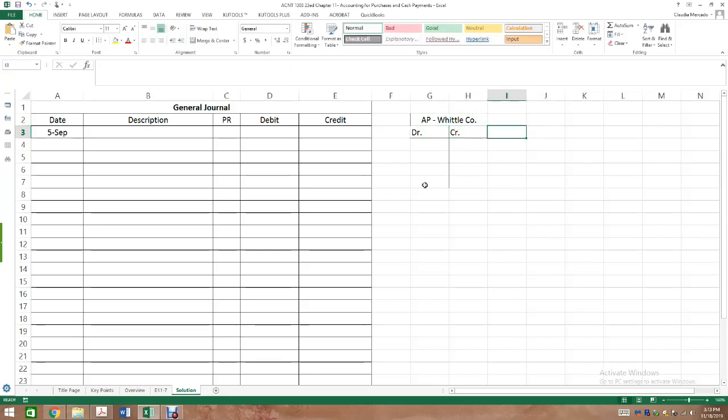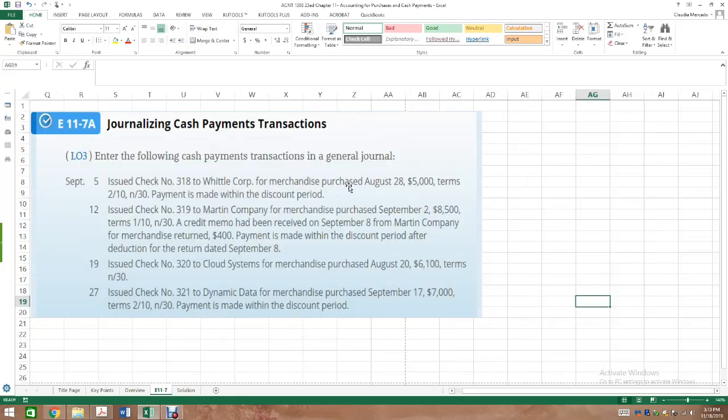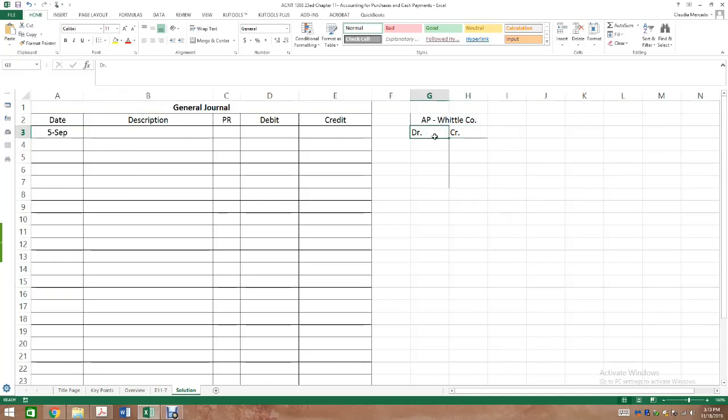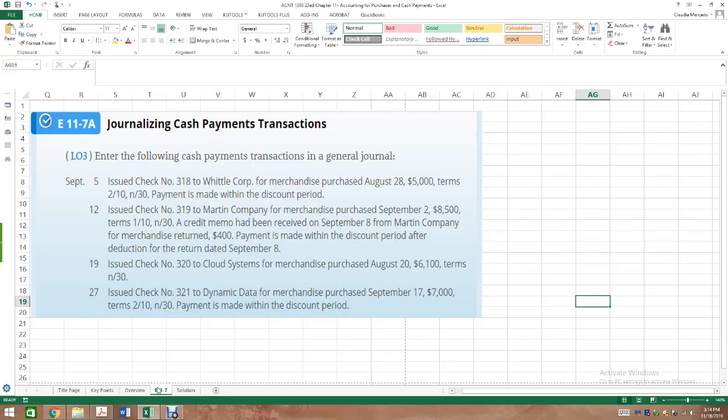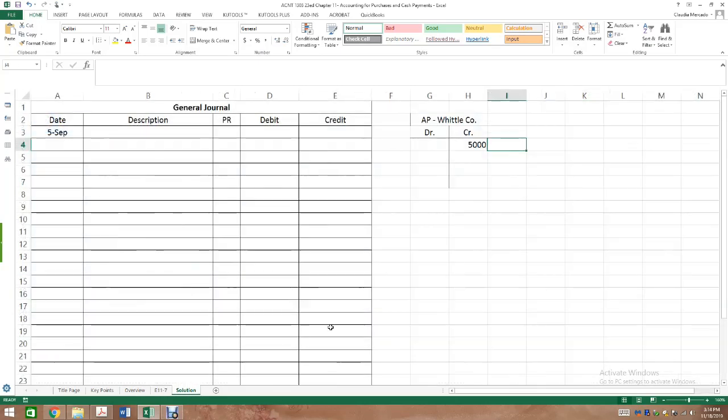So if we go back, it says here that we purchased $5,000 on account. We bought some merchandise on account. So what happens to my accounts payable? Well, I bought on account, so my accounts payable is going to go up. I owe $5,000. And this is happening on August 28th. So in my books, I have accounts payable for $5,000. I owe Whittle Company $5,000.